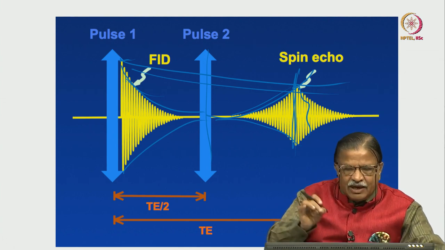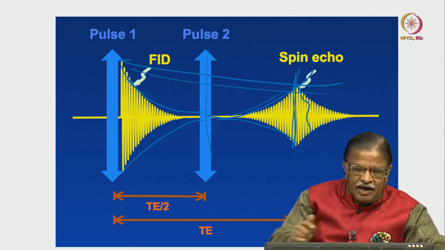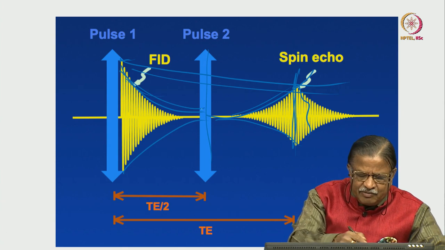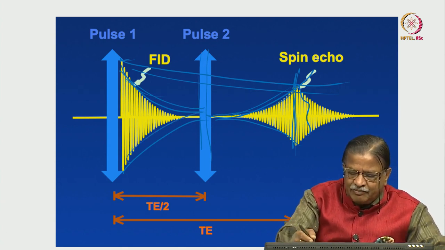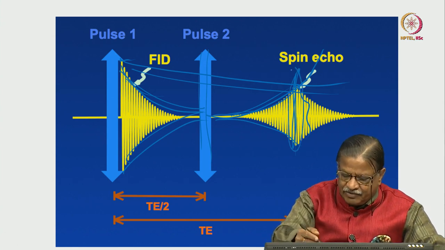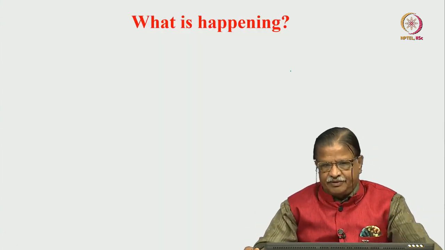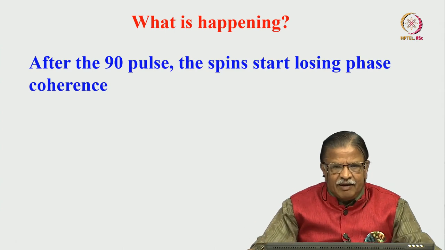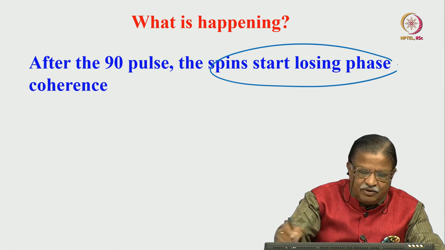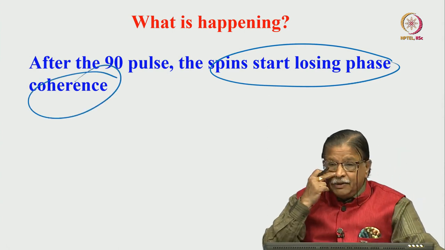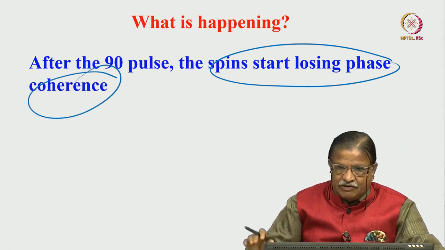This is a pictorial representation of a spin echo. Apply a 90 pulse, wait for a time, and the spins start dephasing. Apply a 180 pulse, wait for an equal amount of time, and the spins start gaining phase and form an echo here. That is important. After the 90 pulse, the spins start losing phase coherence. Coherence means signal magnetization in the XY plane.